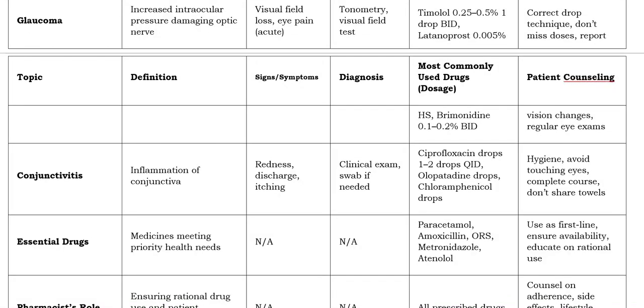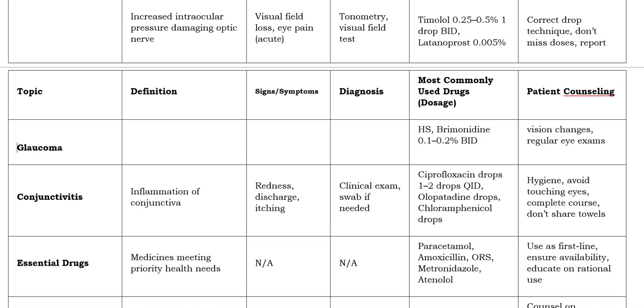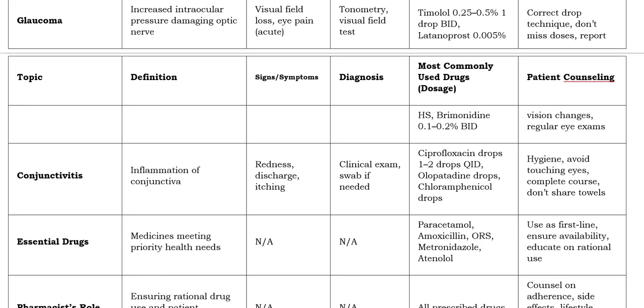Symptoms: primarily visual field loss, often gradual and peripheral. Patients might not notice it early on. In acute forms, severe eye pain is listed. Diagnosis involves tonometry and visual field tests. Yes, tonometry measures the pressure. Visual field tests assess vision loss and nerve damage.